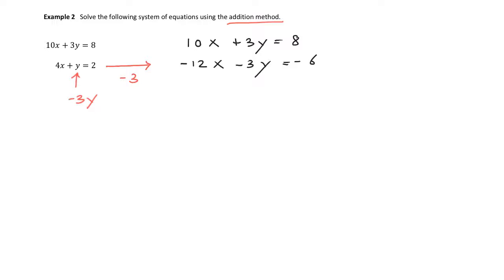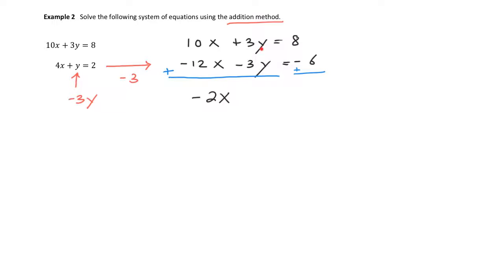For the addition method, what you do is you now add the left sides together and you add the right sides together. Let's see what happens. Okay, so we have 10x. We're adding this -12x. The result is going to be -2x.